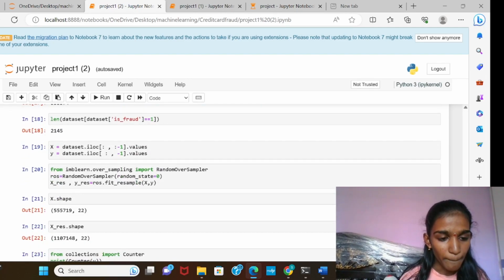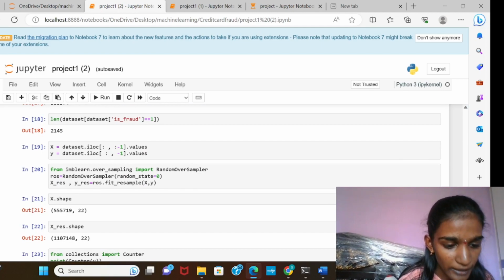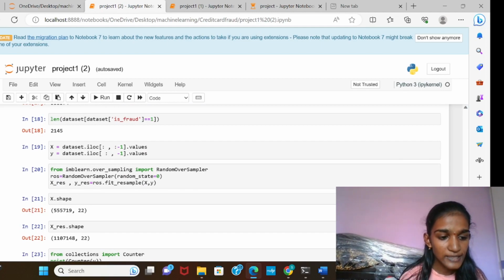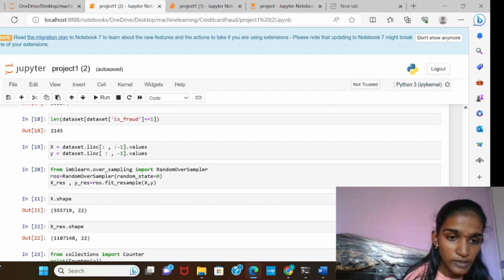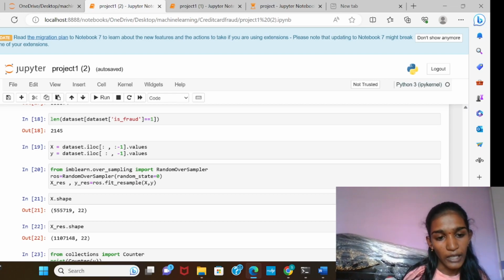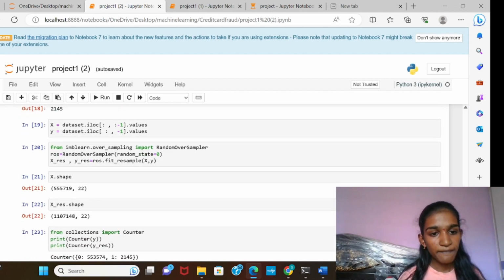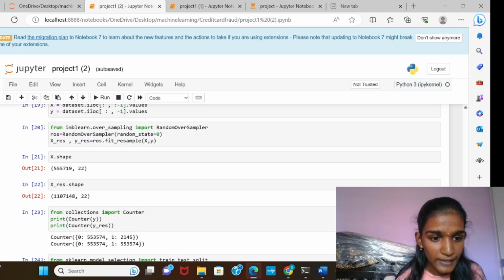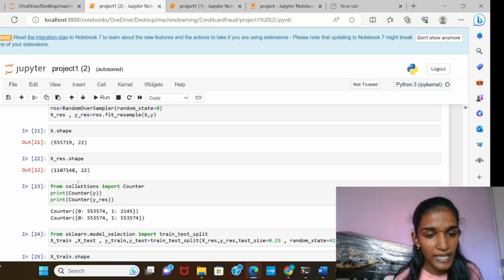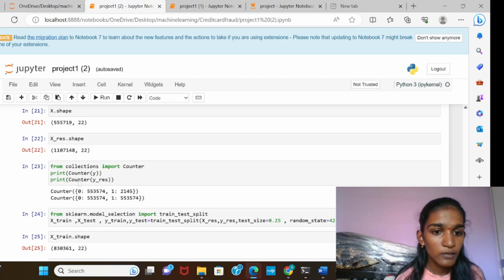used random oversampling. Firstly, oversampling is a technique which deals with the imbalance in the dataset. Here we have two types, oversampling and undersampling. Oversampling is used to duplicate examples in the minority class, and undersampling is used to delete examples from the majority class. After using random oversampling, the shape of the dataset changes and it is increased, as we used oversampling.